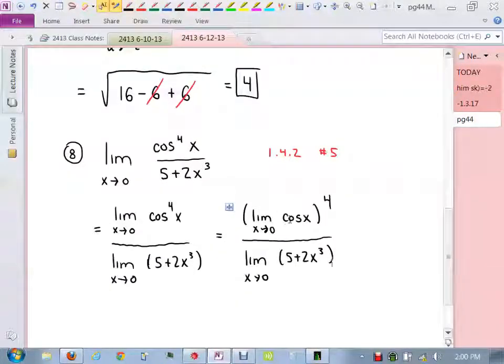And now all I have to do is figure out what cosine of 0 is. What's cosine of 0, everyone? 1. What's 1 to the 4th power? 1. Over. Now on the bottom, what happens if you do direct substitution and just replace your x with 0 here? You just get 5. So notice again, my limits are no longer there. I'm not writing limit anymore. It's 1/5.